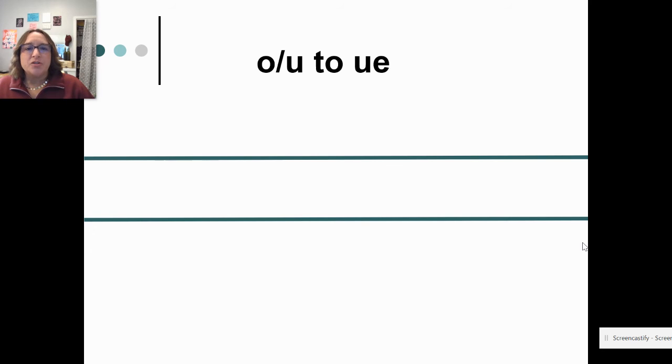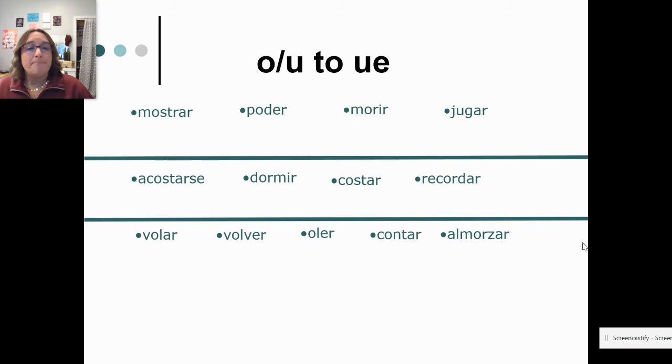Okay, practicamos con O to UE. Mostrar, to show. I show. Muestro. Poder, I can. You know this, it's an irregular verb, puedo. So this falls into the same sort of category as querer. We call it irregular because it is irregular in most tenses, but very technically it's a stem changer in the present tense.